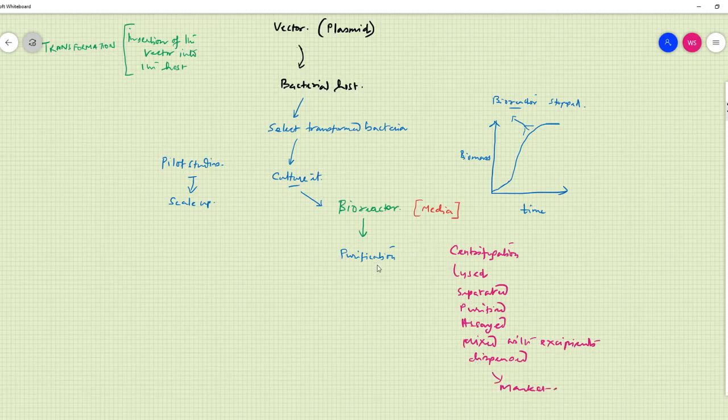Okay. So after purification, all the steps are done. Okay. So these are the steps of purification, and after that, it will be mixed. You get the idea. It is dispensed and sent into the market.